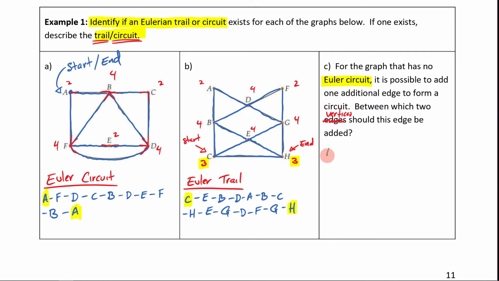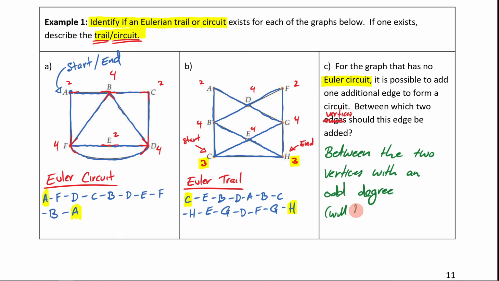So what you can say here is between the two vertices with an odd degree. If you add an edge between the two vertices with an odd degree, this will make them both even. And just like that, we're done. So between the two vertices with an odd degree.